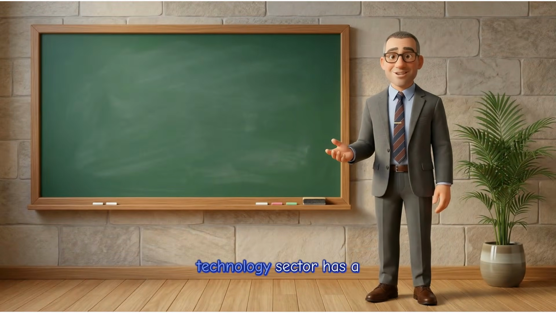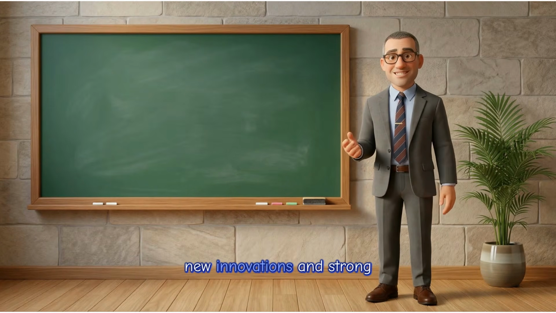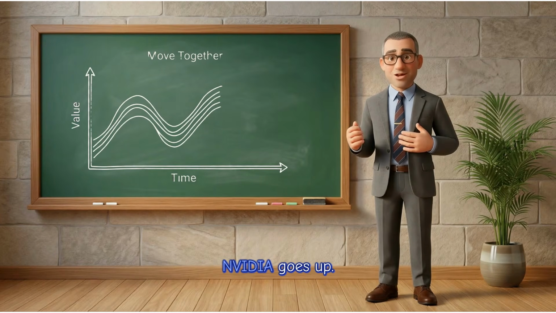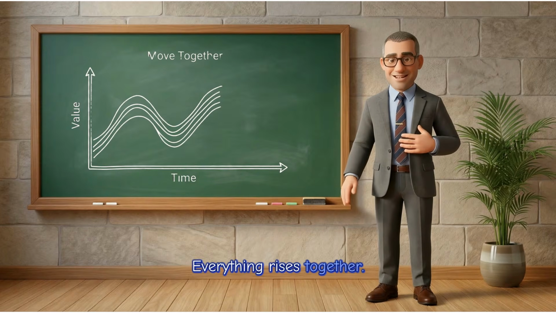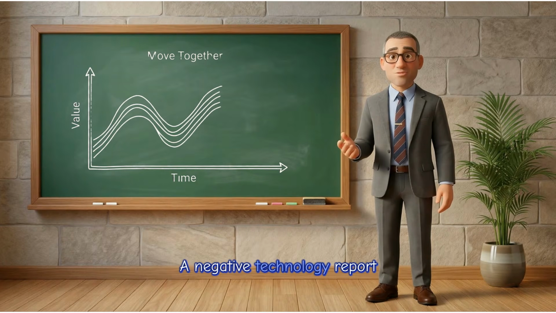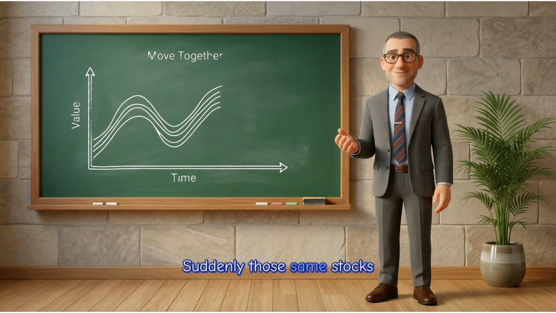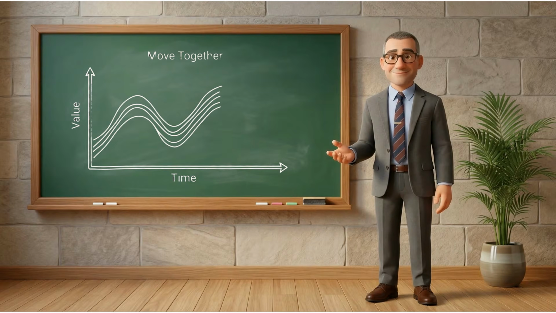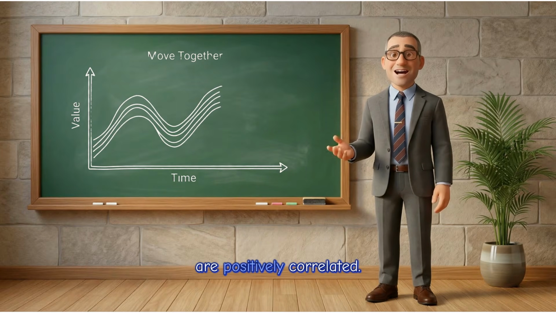Let's imagine that the technology sector has a great day. Investors are excited about new innovations and strong earnings. Apple goes up, Microsoft goes up, Nvidia goes up, Amazon goes up, Google goes up. Everything rises together. But now imagine the opposite situation. A negative technology report comes out. Investors become worried. Suddenly, those same stocks start falling, and they fall together. This is the key idea. When investments tend to move in the same direction at the same time, we say they are positively correlated.